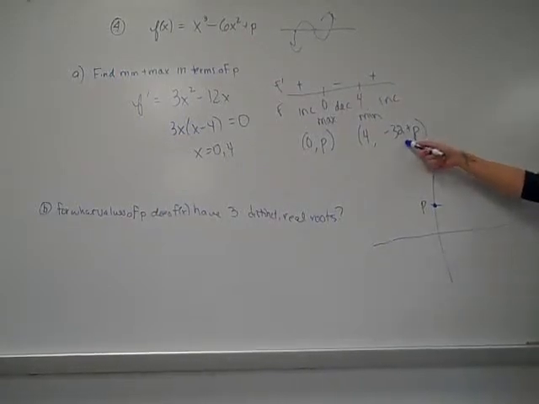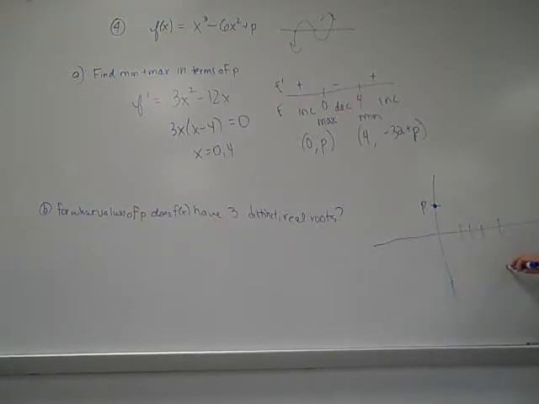And my min is at (4, -32 + p). Well, I'm going to put this down here. It's important that I put the max above the x-axis and the min below the x-axis so that when I connect them, I get those 1, 2, 3 roots. Do you know what I mean? If I thought about this as like the max here and the min here, I'm not going to get my roots. I'm only going to get 1. If I put a max here and a min here, I'm only going to get 1 root.